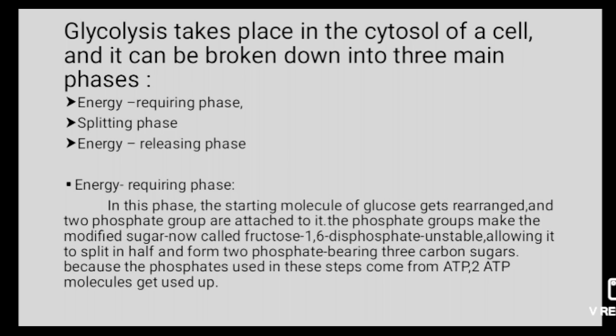First we discuss the energy requiring phase. In this phase, the starting molecule of glucose gets rearranged and two phosphate groups are attached to it. The phosphate groups make the modified sugar, fructose 1,6-bisphosphate, unstable, allowing it to split and form two phosphate-bearing 3-carbon sugars. Simply, we give 1 ATP and 2 molecules get used.